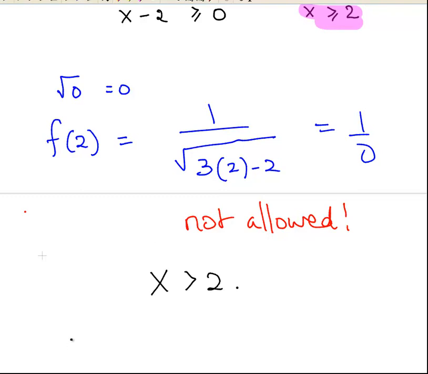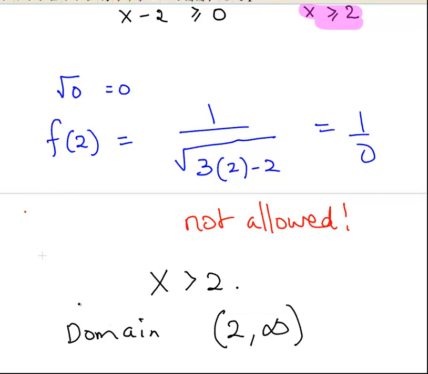Okay. So anyway, our domain is, round bracket, 2 to infinity. The square bracket means we can include 2. The round bracket means anything greater than 2, but not 2, okay? So 2.001 is fine, but 2 is not okay.